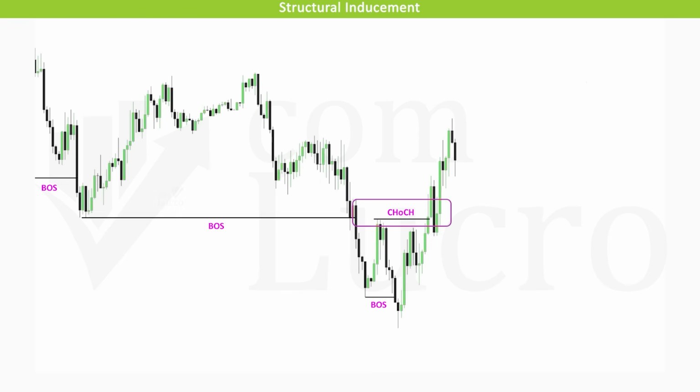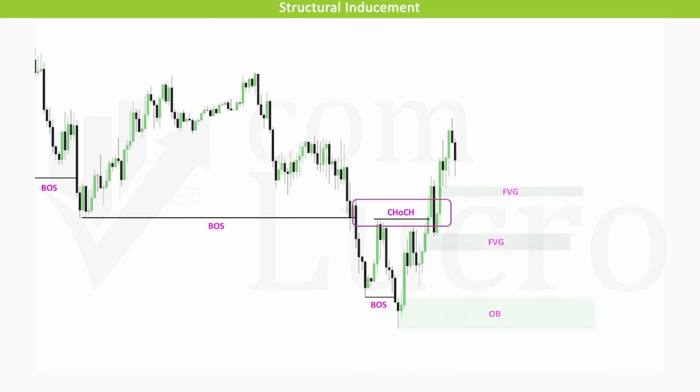Here, price is clearly trading within a bearish trend. But if you look closely, you will notice something interesting. Price breaks above and closes beyond the major swing high of the most recent bearish impulse leg. At first glance, this appears to be a bullish change of character, suggesting that the downtrend may be ending and that a bullish reversal is beginning to develop.